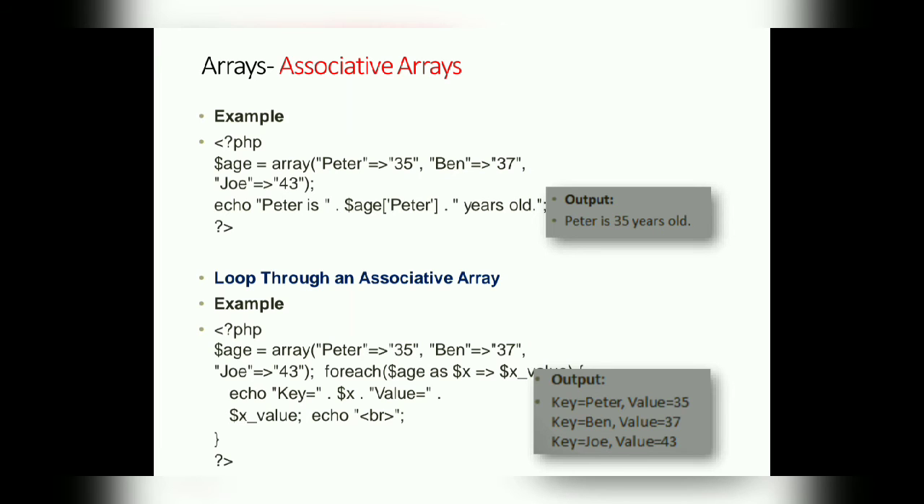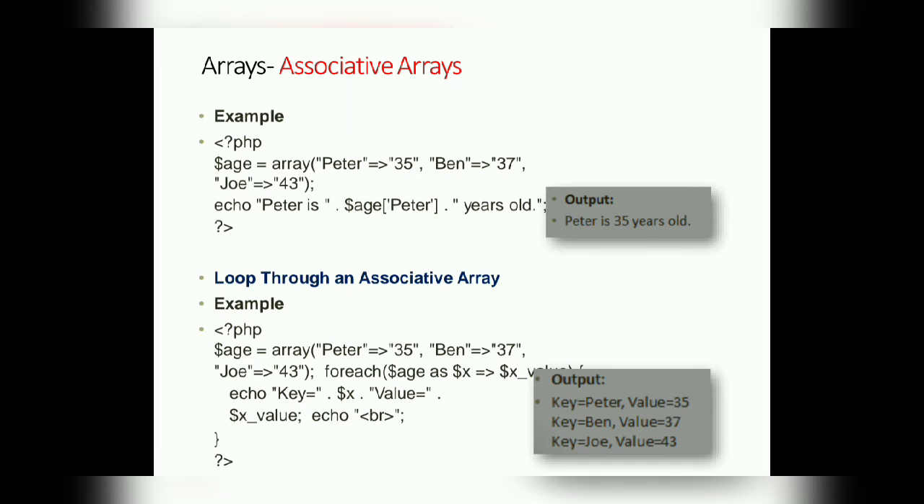Here in the PHP script, I have provided the same array, that is $age, which is having Peter, Ben and Joe as its keys. Okay, so echo Peter is, and I want to retrieve the age of Peter. So how will it be retrieved? $age['Peter']. In single quotes, I have to provide the key of that particular variable. Dot, again, years old, and close the script. So the output will be Peter is 35 years old.